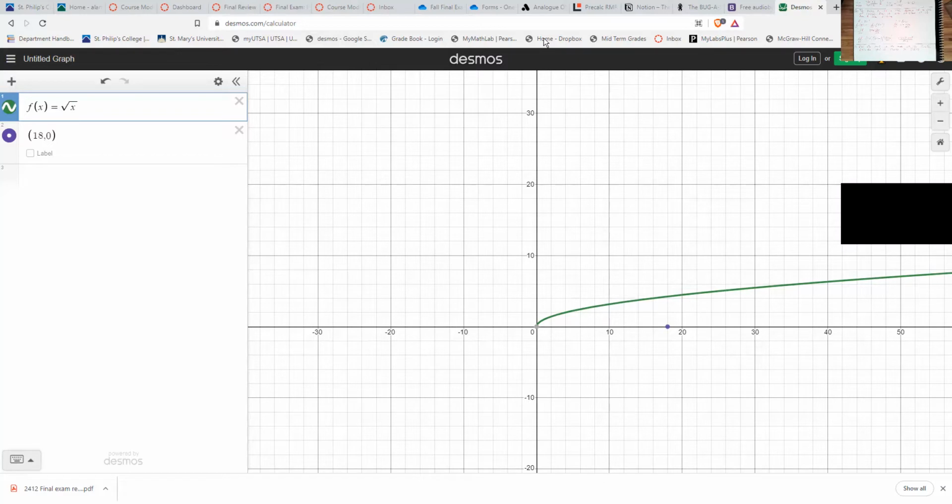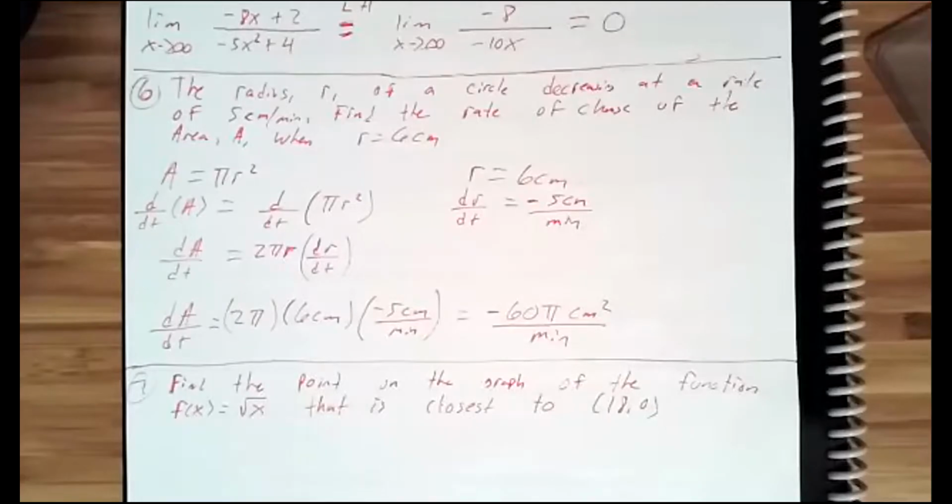It sounds like we should be minimizing distance, right? So we might need the distance formula. So let me go grab that real quick.